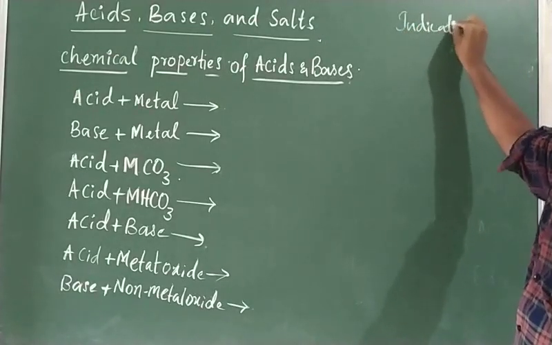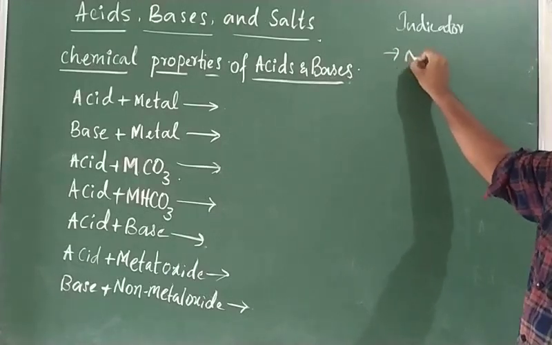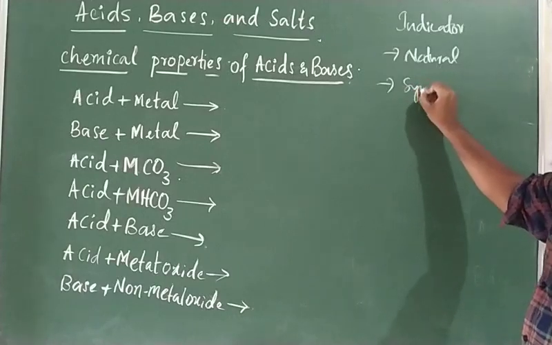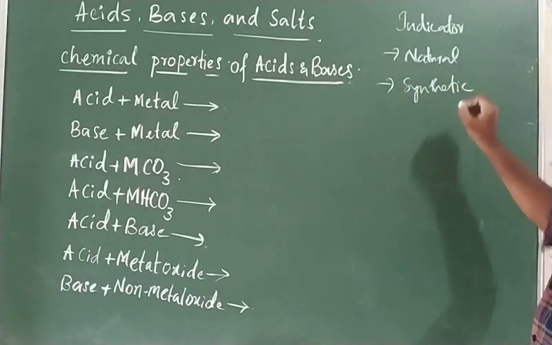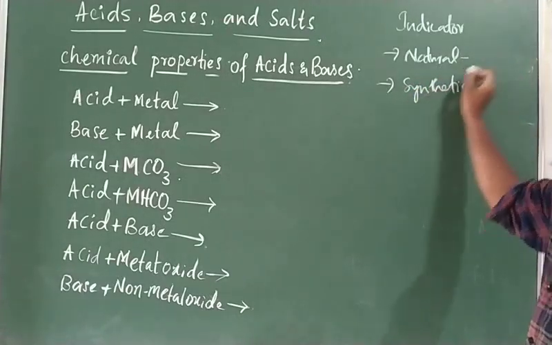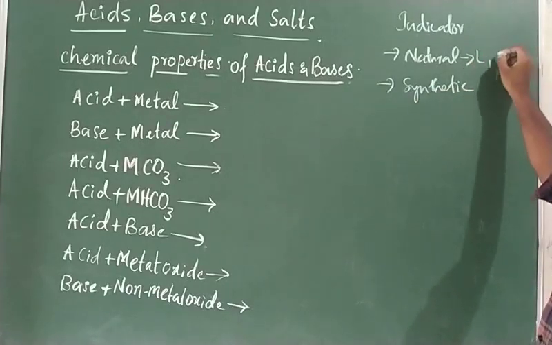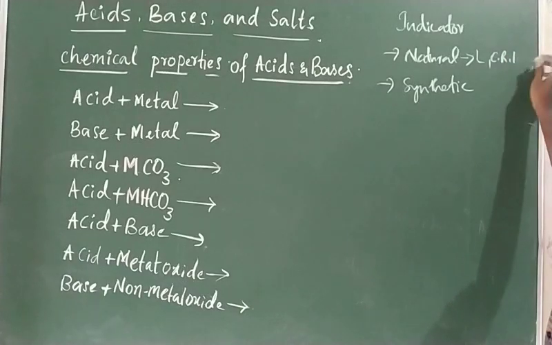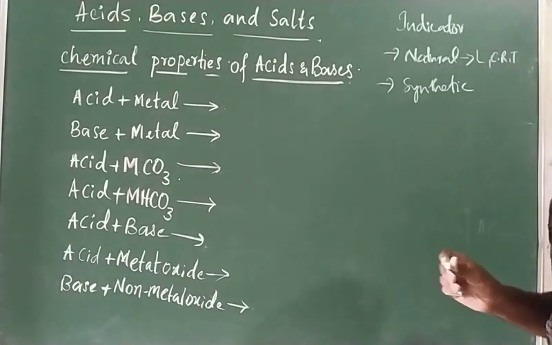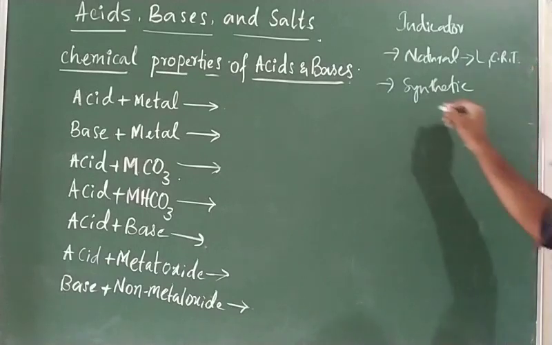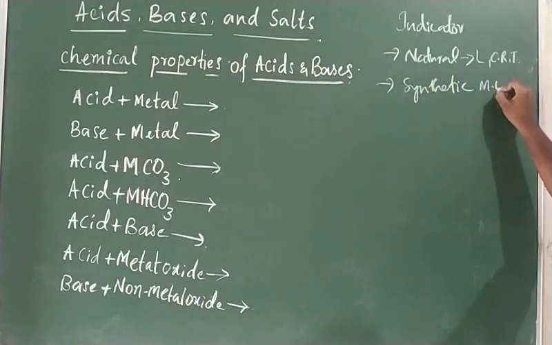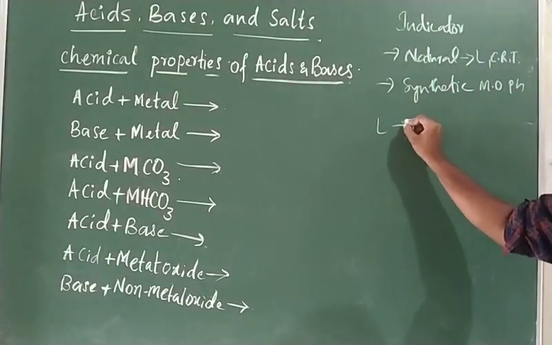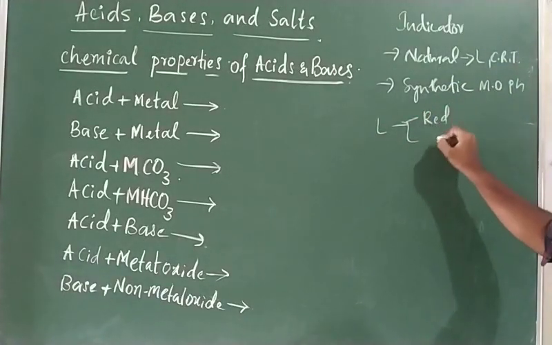Okay, indicators we discussed. Within that we discussed natural indicators, then synthetic indicators. In natural indicators we discussed the litmus indicator, the China rose indicator, then the turmeric indicator. Here we also discussed methyl orange. One more is phenolphthalein. As you know, litmus shows two colors, one is red, one is blue.